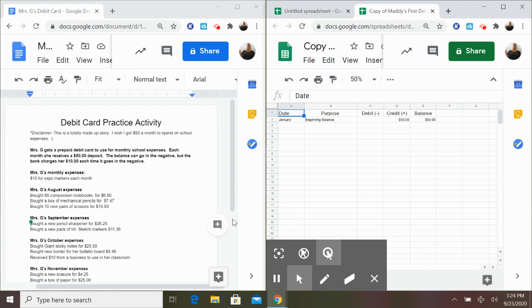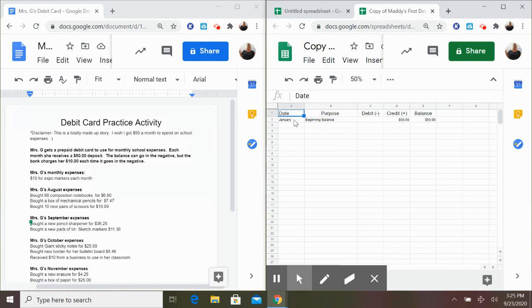Okay, so I made up a mock activity of the one that you're going to do, so I wouldn't be using the same one, but so I could give you an idea of how you're supposed to do this. Now, I have split my screen, and I want you to notice that I have the debit card practice activity over here. Remember, yours is called Maddy's first debit card. And then I have my spreadsheet over here.